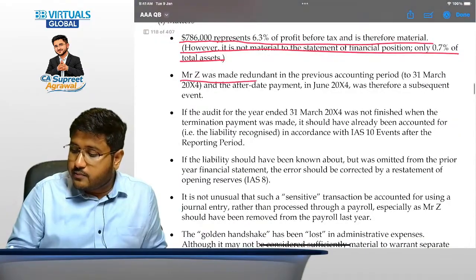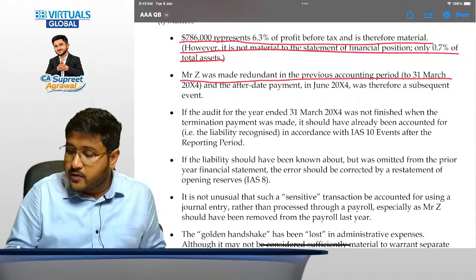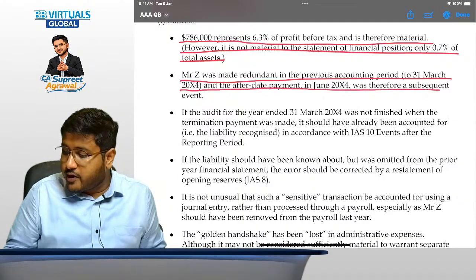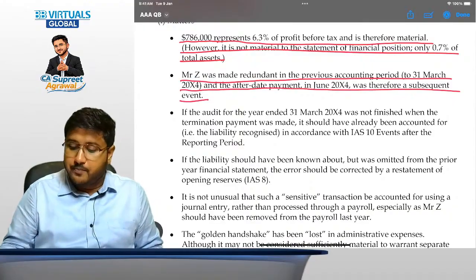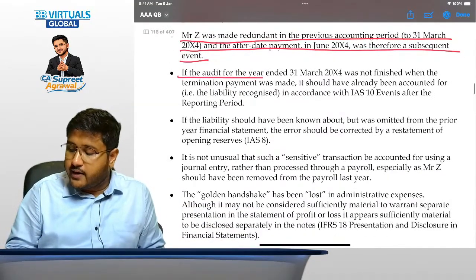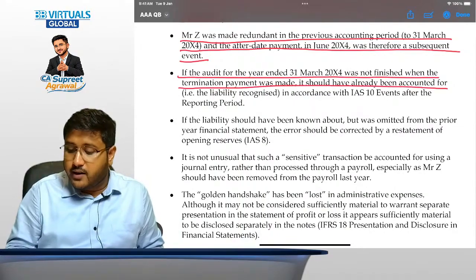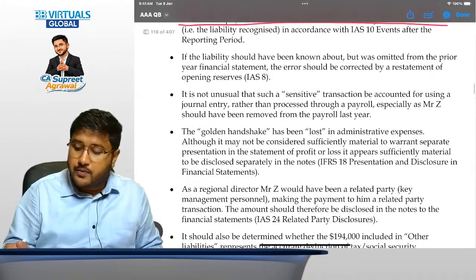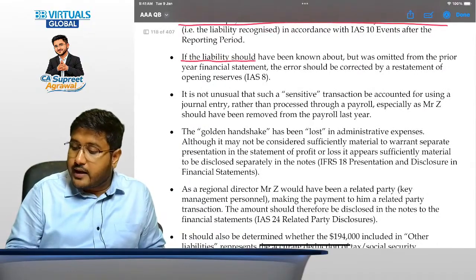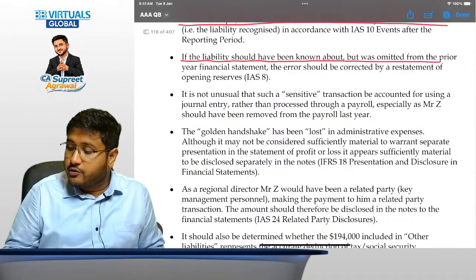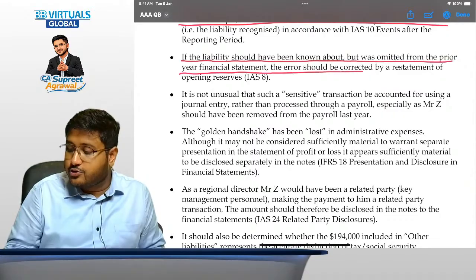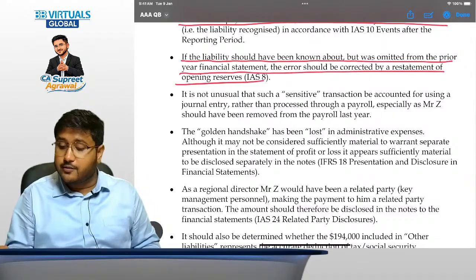Then Mr. Z was made redundant in the previous accounting period, and the after date payment in June 2024 was therefore a subsequent event. Now, if the audit for the year ended 31st March 2024 was not finished when the termination payment was made, it should have already been accounted for because it is a subsequent event. Now, if the liability should have been known about but was omitted from the prior year financial statement, the error should be corrected by a restatement of opening reserve also.